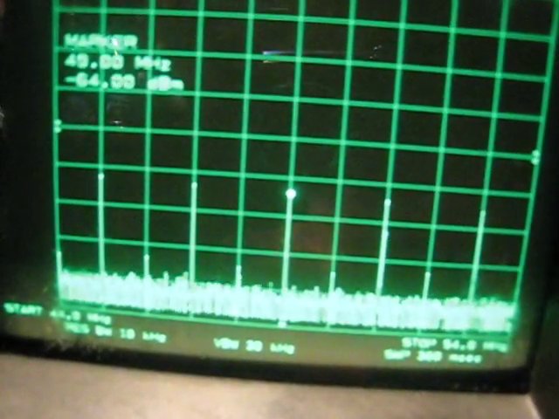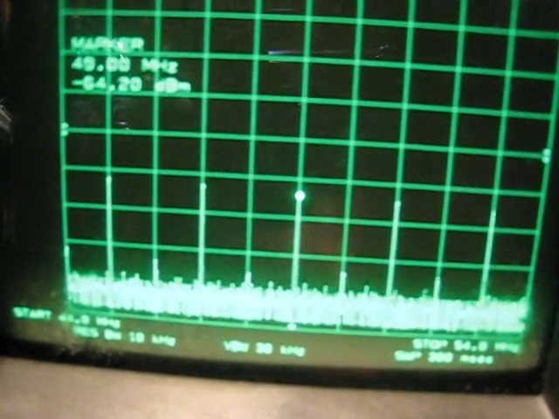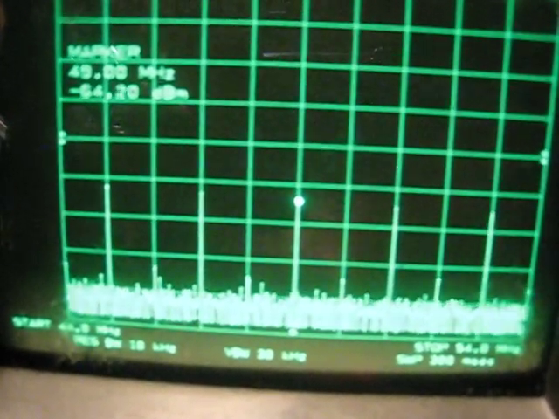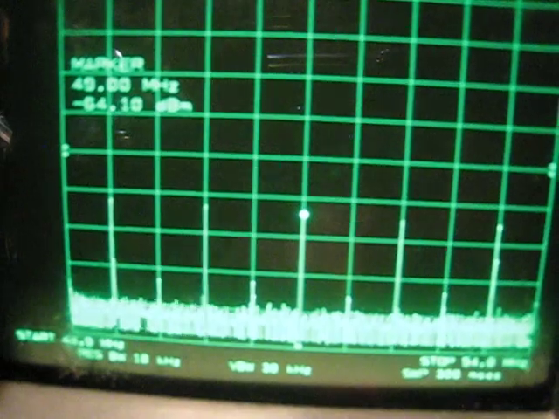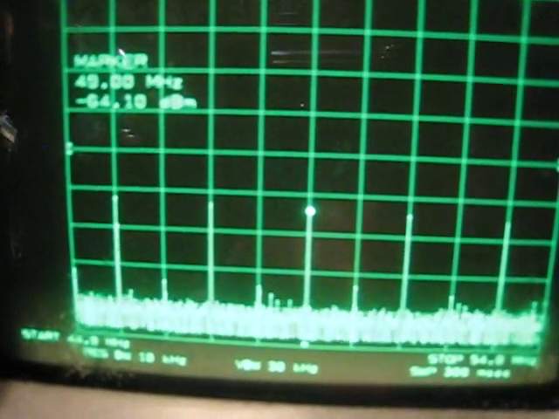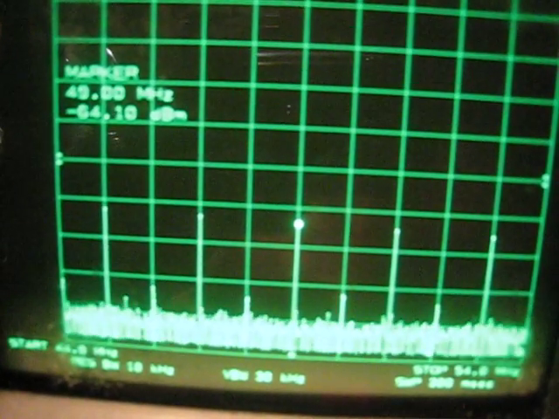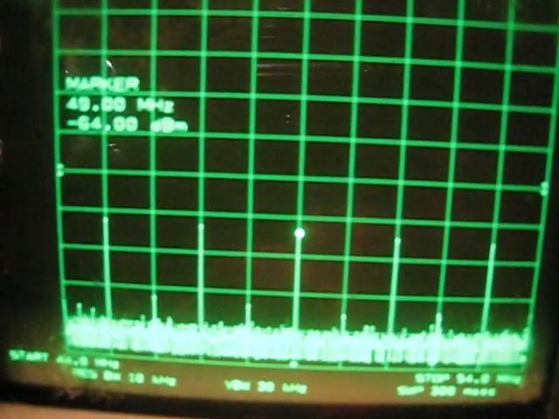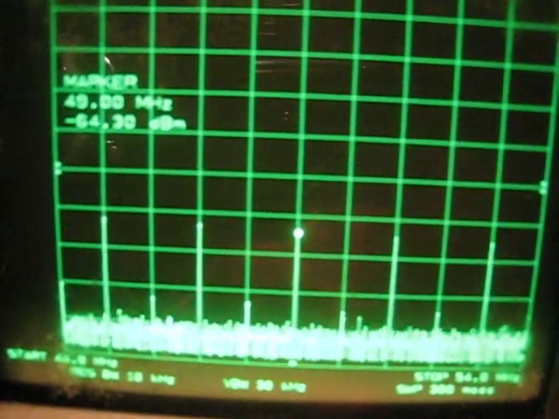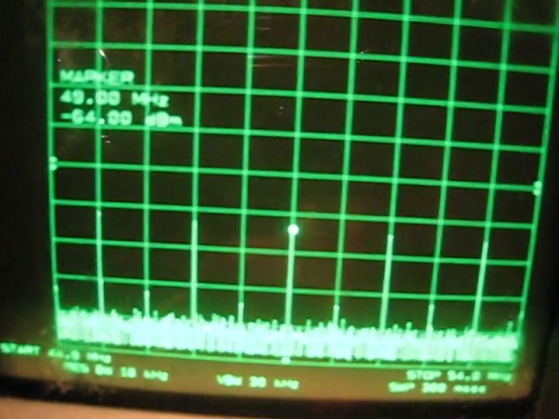But even if I go off of max hold back to clear write, we can see the frequency components are stable. They're at the same frequency, they're at the same level, and you can see how narrow the components are. The moment you tune off of one, you go from getting interference to getting no interference, which we saw with the radio. So that is a demonstration of what a narrowband signal looks like.